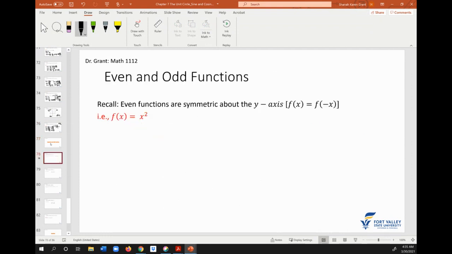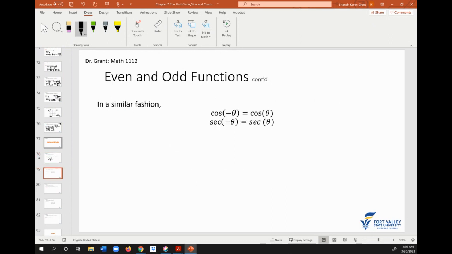So we have a set of identities called the even and odd identity. So when we talk about even and odd, we're talking about functions that are symmetric. So even functions are functions that are symmetric with respect to the y-axis. For instance, a parabola, you see, the y-axis serves as a mirror. So all of the trig functions that have graphs like this are considered to be even. And these functions are cosine and secant. So what that means is cosine of negative theta is equal to cosine of theta, and secant of negative theta is equal to secant of theta.